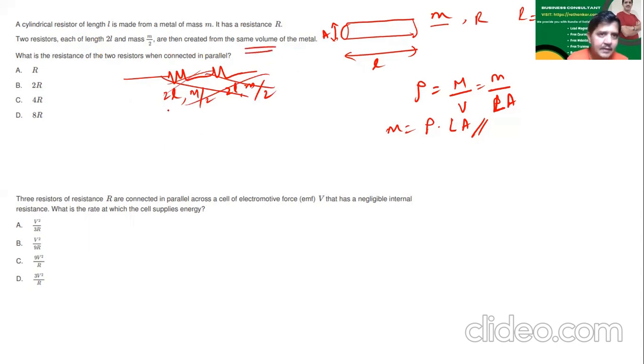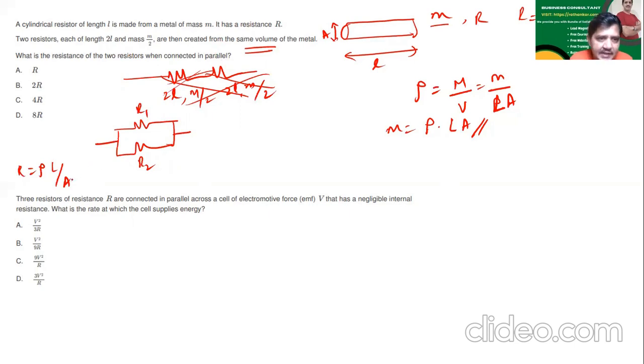Okay, then what is the resistance of the 2 resistors connected in parallel? If you connect these two in parallel, R1 and R2, what would be the total resistance? Now let us read it. It has a resistance R. When you say a resistance, it is given by rho L divided by A. Okay, what is rho? Specific resistance. It is not density. Okay, don't get confused. Specific resistance, of length 2L and mass M by 2.